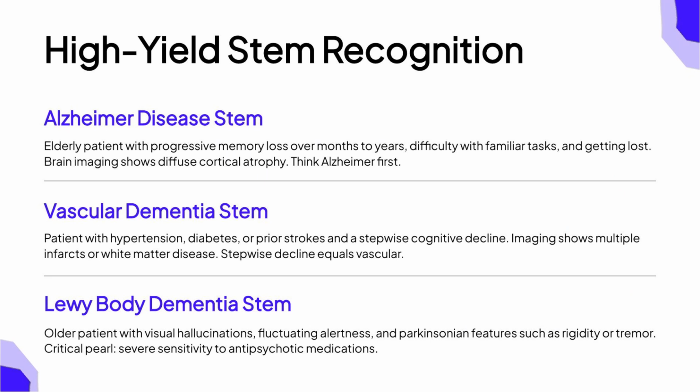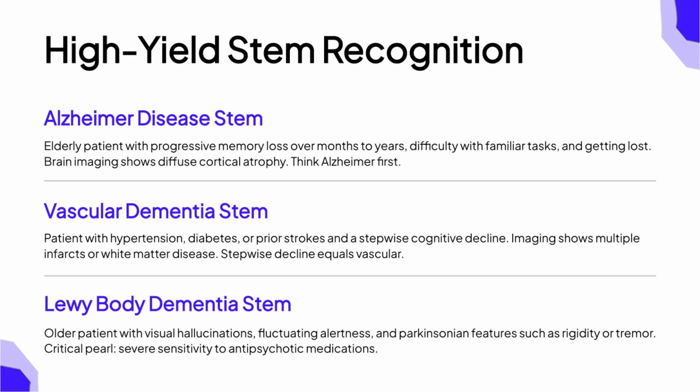For Alzheimer's disease, the classic stem is an elderly patient with progressive memory loss over months to years, difficulty with word finding, and getting lost in familiar places. Brain imaging may show diffuse cortical atrophy and enlarged ventricles. For vascular dementia, look for a patient with cardiovascular risk factors and a stepwise decline in cognitive function, often with focal neurological signs. Brain imaging shows multiple infarcts or white matter disease.